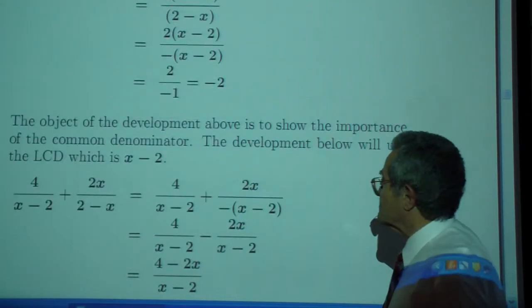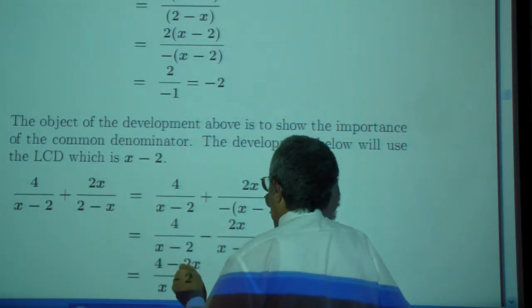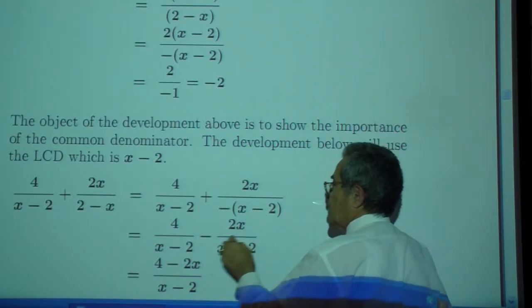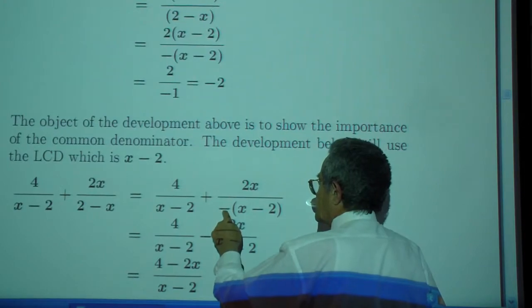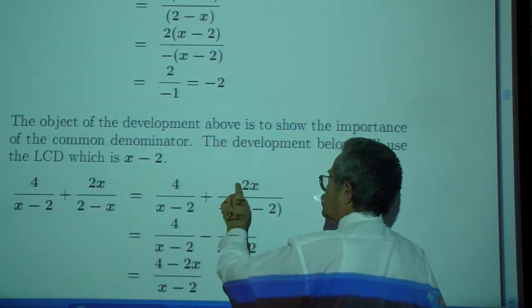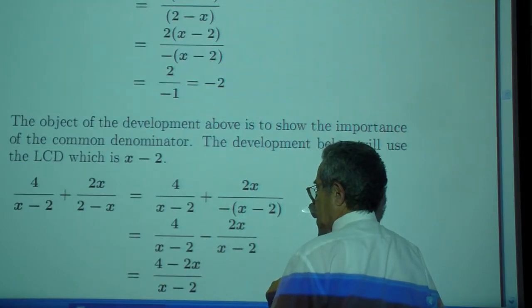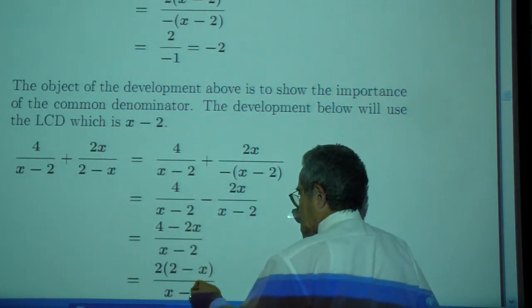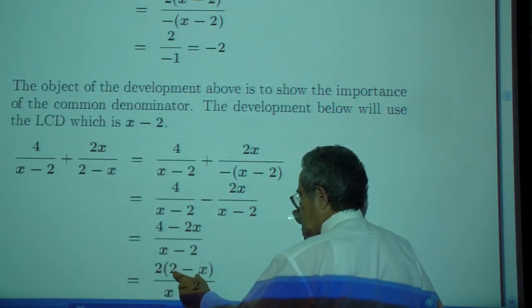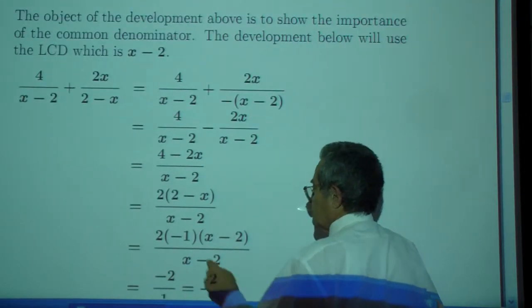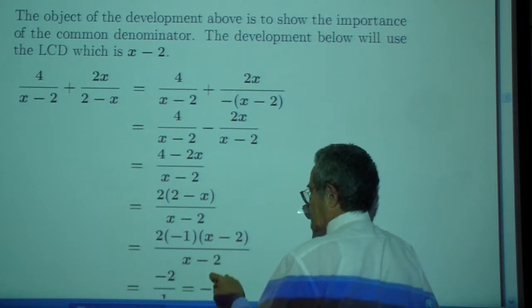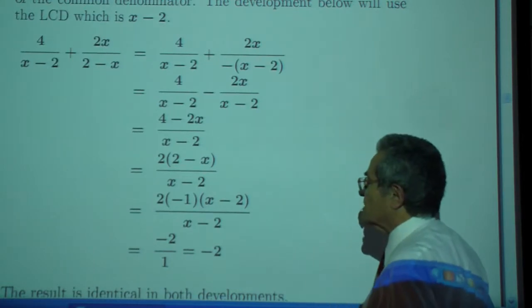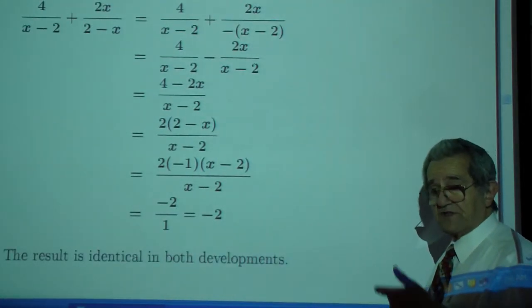The easy way: factor out a -1. So the opposite of the quantity x minus 2 is -x plus 2. The negative sign could be in the denominator, in the numerator, or in front of the fraction. Note that you have the same denominator now. You get 4 minus 2x. You factor out a 2. 2 minus x over x minus 2. Factor out the negative 1 again. You get x minus 2 over x minus 2, which is 1. And 2 times negative 1 is negative 2. Same result we had before, but easier to do.